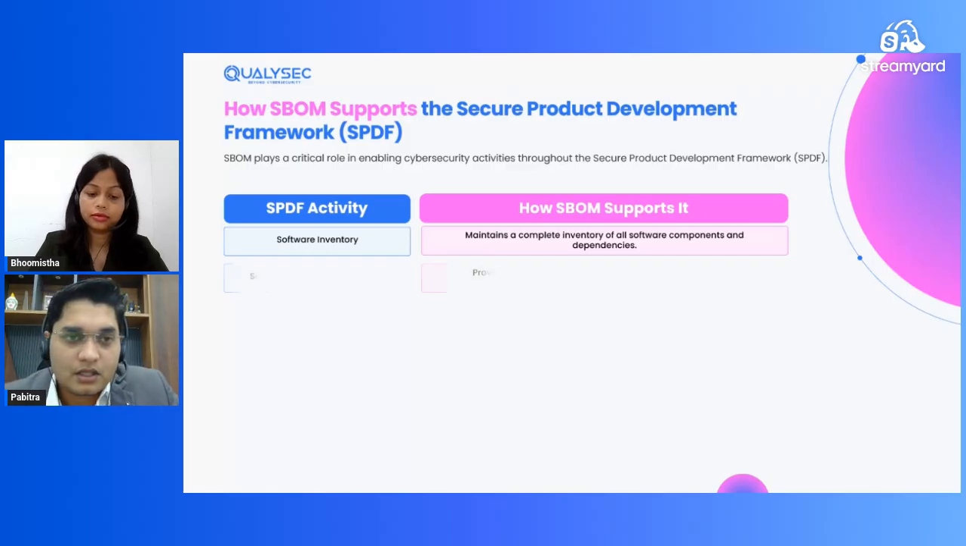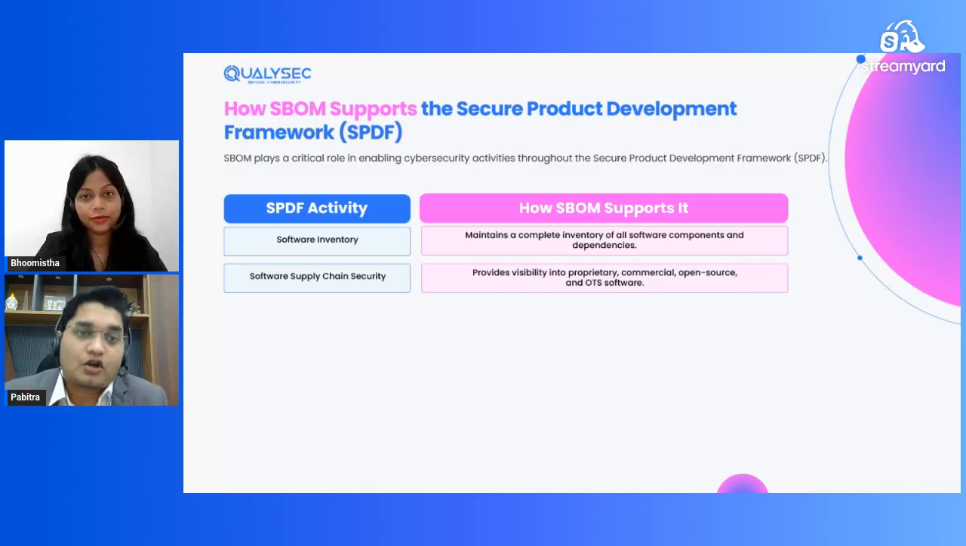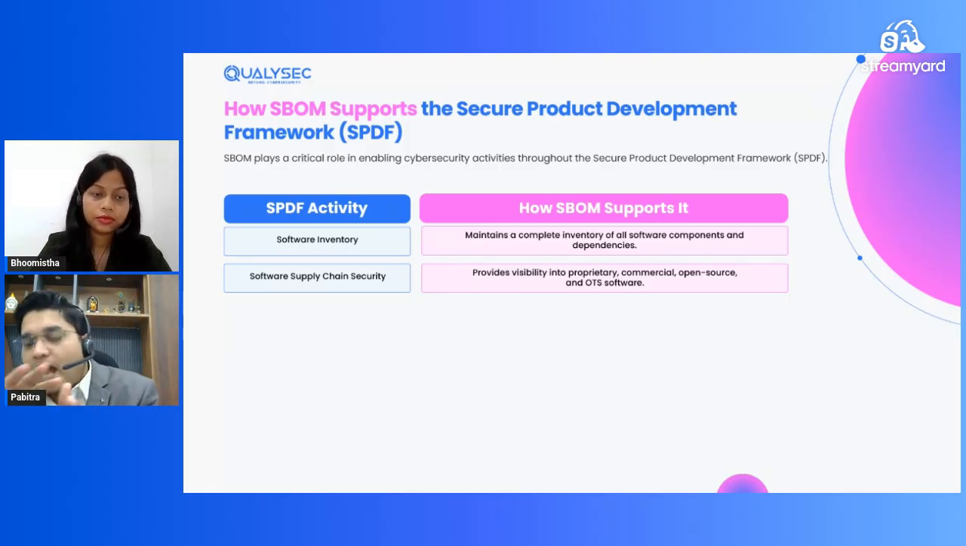Then software supply chain security. As the FDA gives a lot of importance to supply chain security, they want to know, in your SPDF activity, how you secure your medical device from supply chain attacks. Since in the SBOM we have all the details, we know which are commercial, which are open source, which are OTS, and we can mitigate the supply chain risk because of this SBOM.